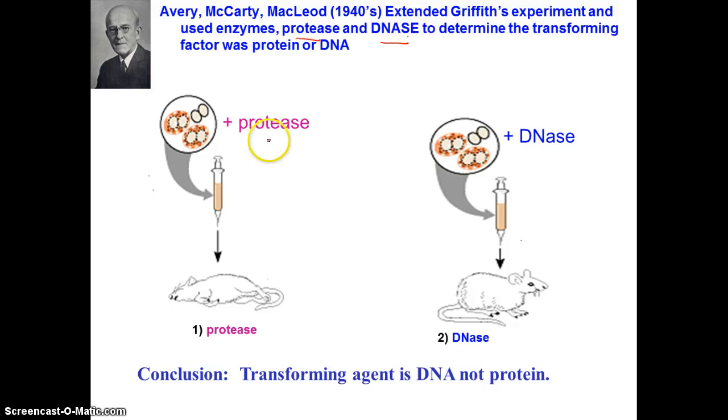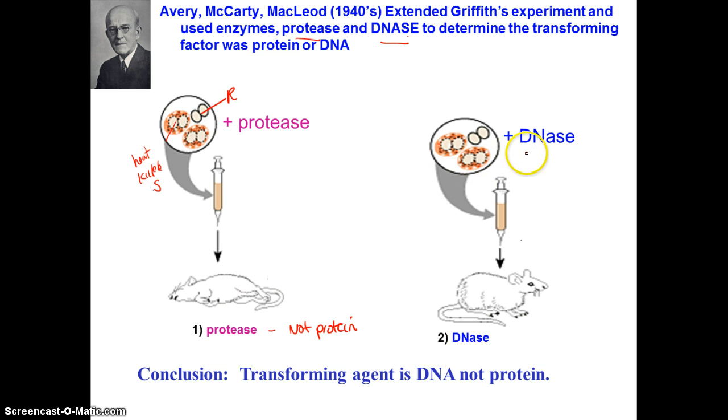So here's their experimental setup. They took the heat-killed S bacteria and the R strain, and they added the protease enzyme, and the protease enzyme would destroy the proteins. When they injected it, the mouse died. So this rules out protein, because here the proteins are dysfunctional.